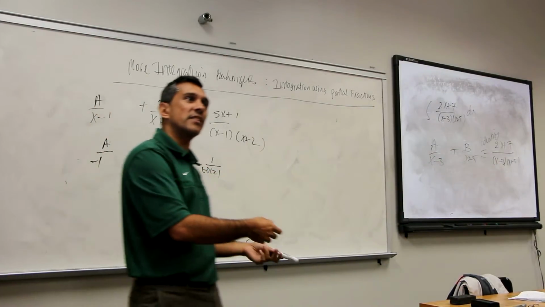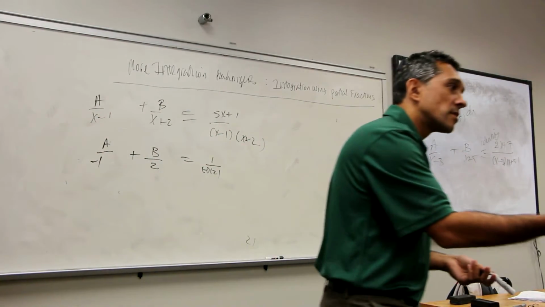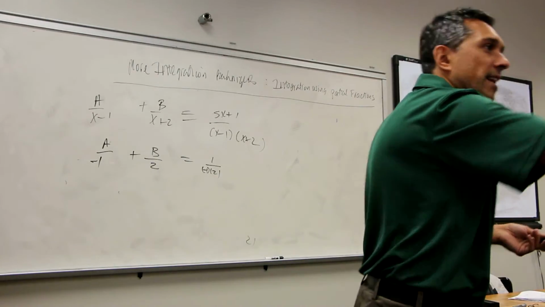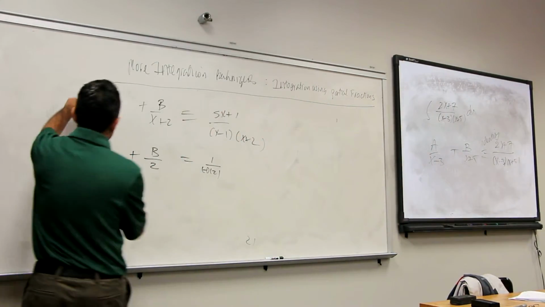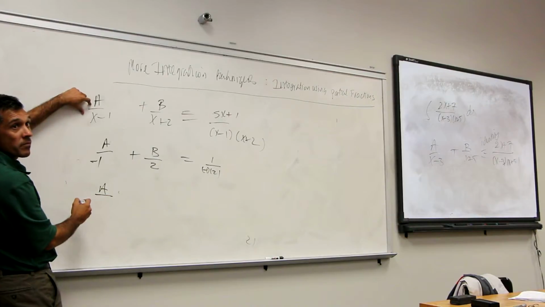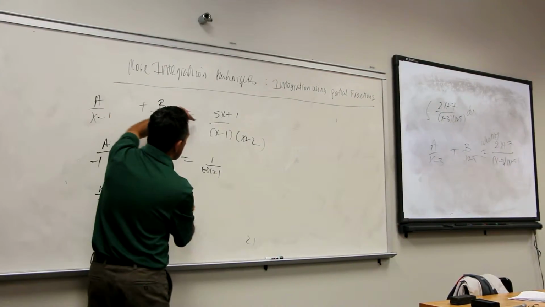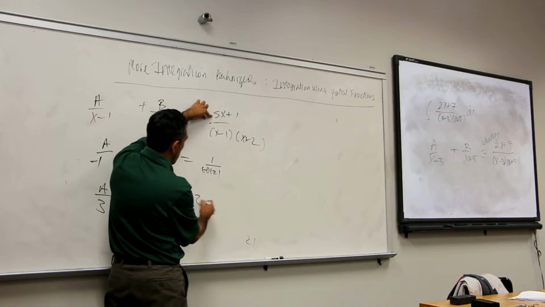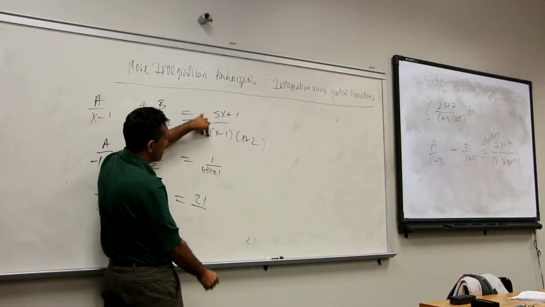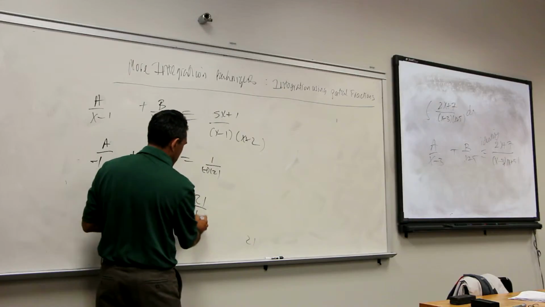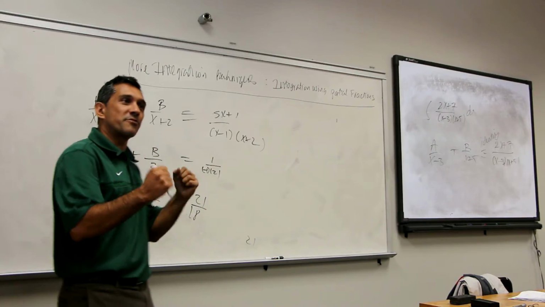We'll put another value of x in there. Give me another value of x. 4! Okay, let's put 4 in there. So we have A over 3 plus b over 6 is equal to 21 over 18. Now your college algebra friend is jumping up and down.